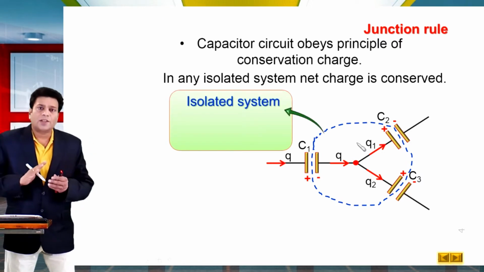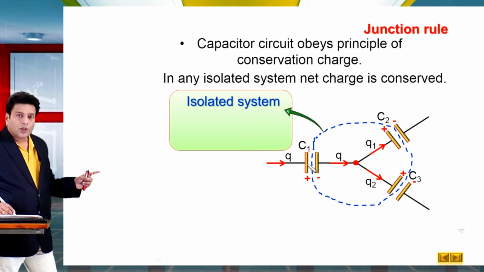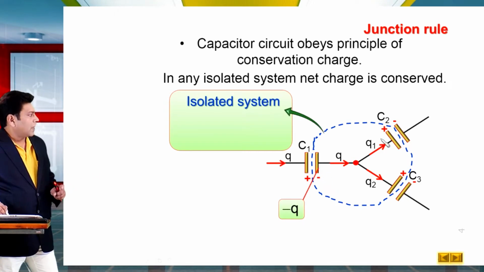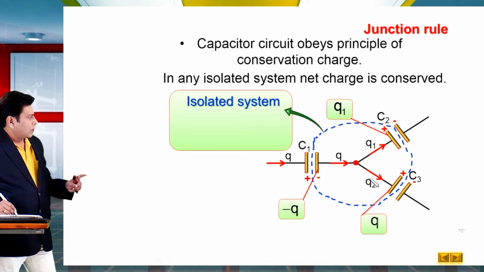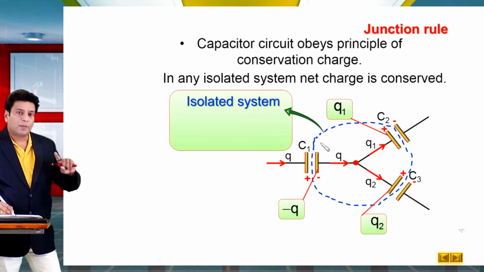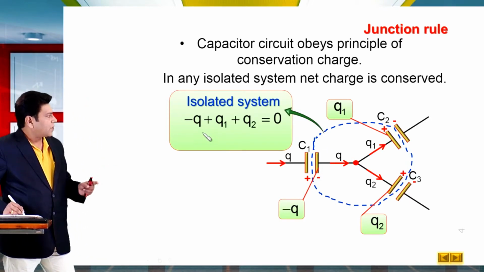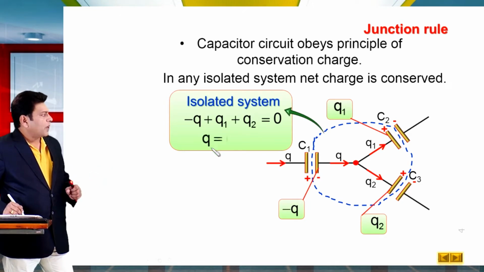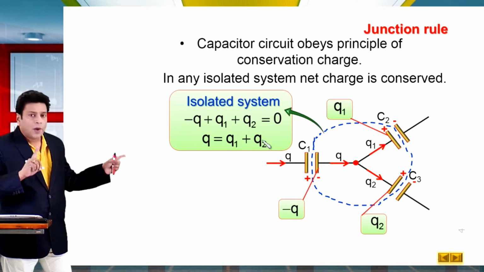So, in this isolated system, the summation of the charge should be conserved, and we know this plate has positive charge, so this should have the negative charge. So, this should be minus Q, and this is plus Q1, and here it should be plus Q2. So, in this isolated system, we have the charges minus Q, Q1 and Q2. That means minus Q plus Q1 plus Q2 should be equal to 0. So, we can rearrange this equation and write Q equal to Q1 plus Q2, and we can observe this is the same equation which we wrote in the junction rule.